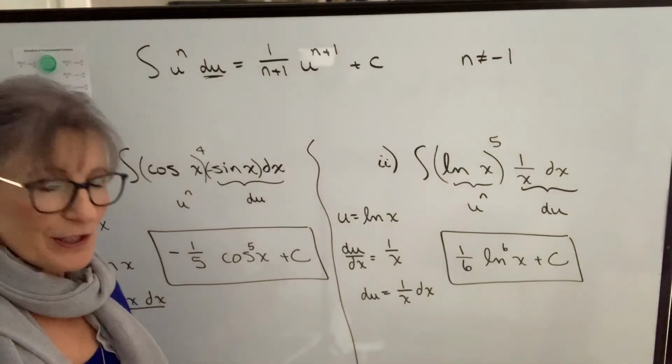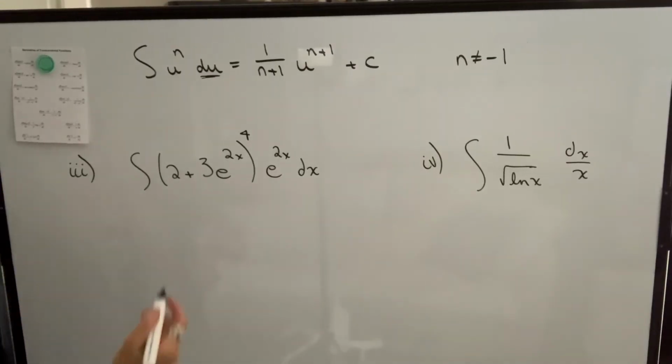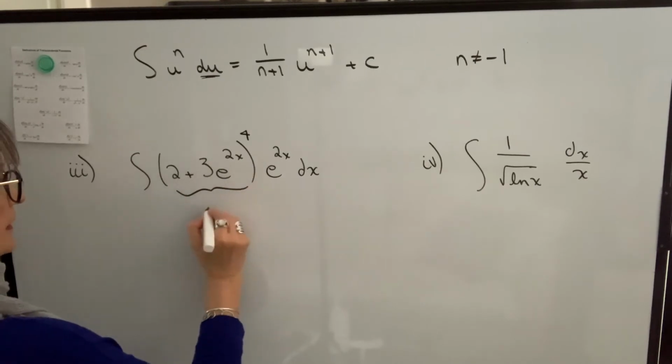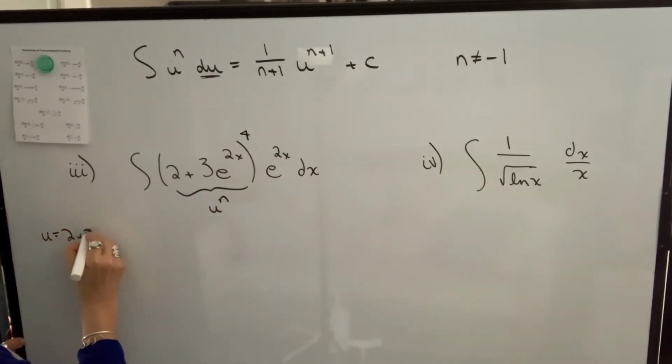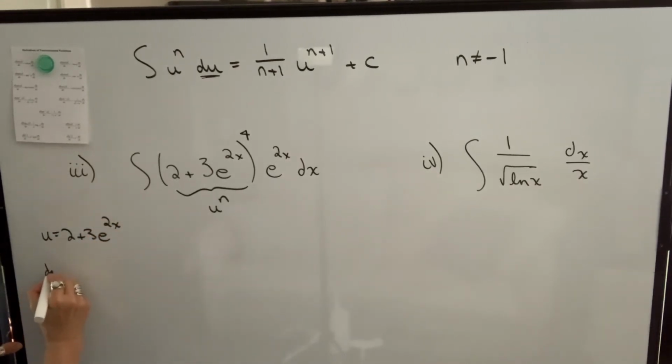Let's take a look at some more examples. In our next example, we can see that u to the n is here. So u is 2 plus 3e to the 2x. We take the derivative of that.